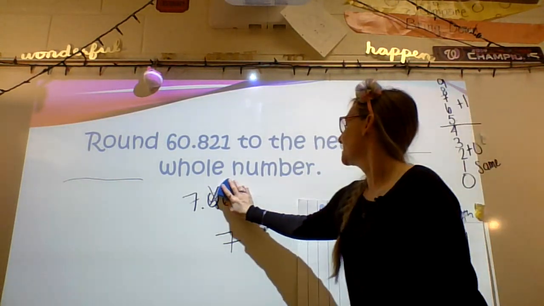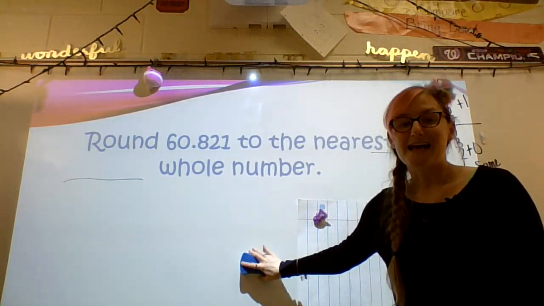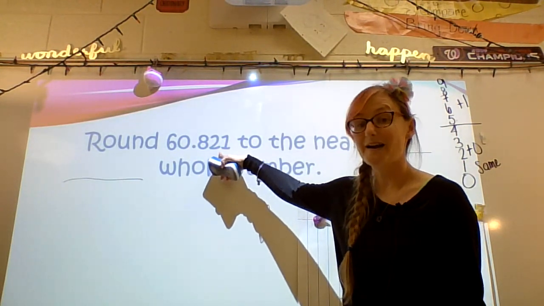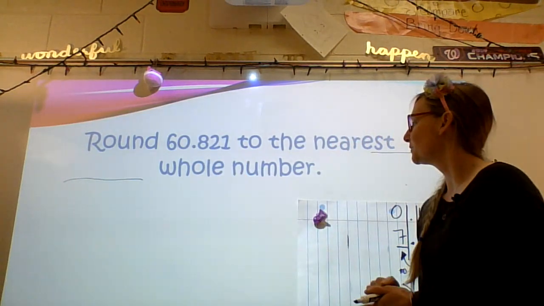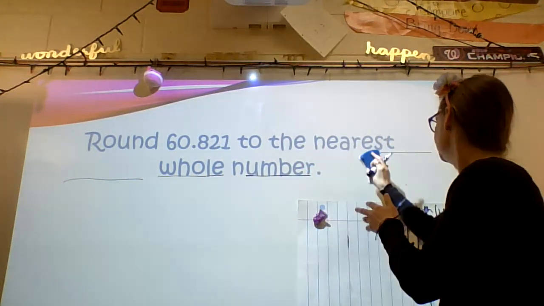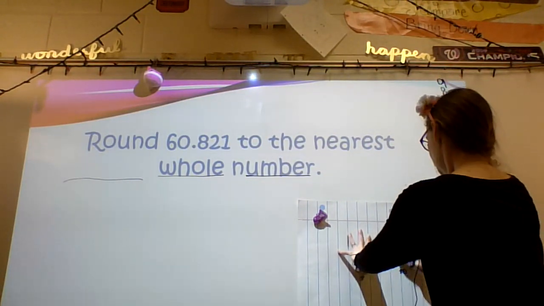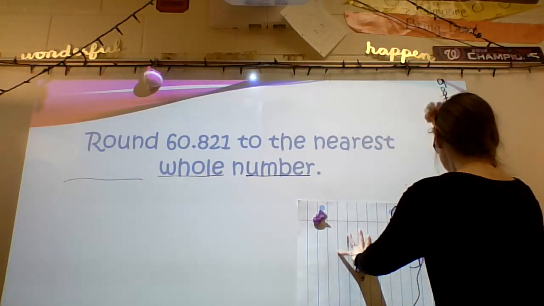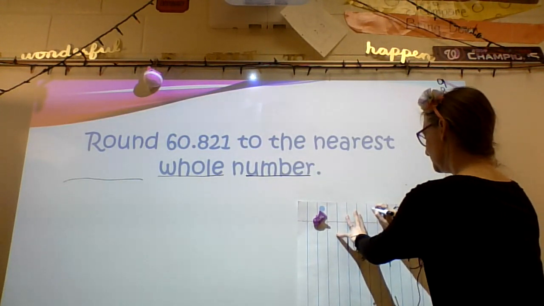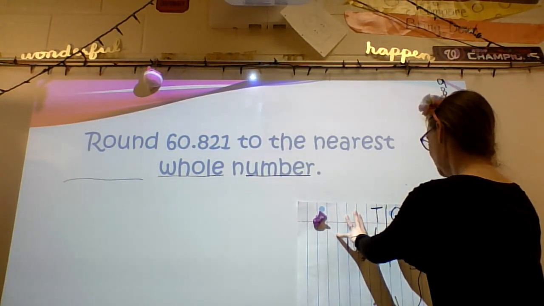We have one more number that we are going to look at rounding today. This is 60 and 821 thousandths. And again, we're going to round this to the nearest whole number. I'm going to plug this into my place value chart here. I have to add an extra place because I have the tens this time also.